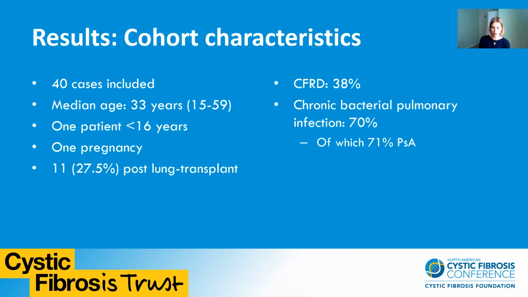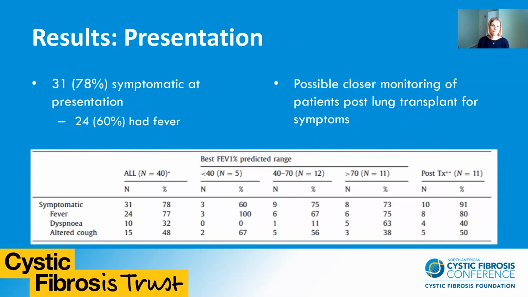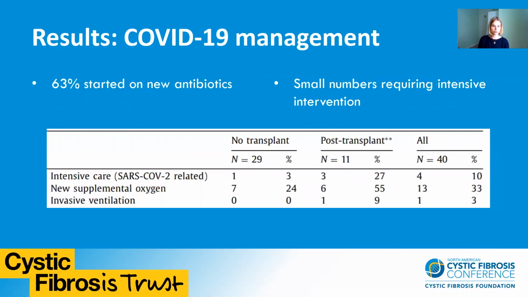For the patients who were post-transplant, the average amount of time that had elapsed since their transplant was 6 years, but the range was between 1 and 15 years post-transplant for those people who had had a lung transplant who then acquired COVID-19. The presentation of COVID-19 was that 78% of the group overall were symptomatic at presentation. And 24 of those 31 had a fever, and that's 60% of those that were symptomatic. What you can see is that in the post-transplant group, a far higher number, 91%, were symptomatic at presentation than the group overall, and that might be associated with closer monitoring for symptoms of people with CF who were post-transplant.